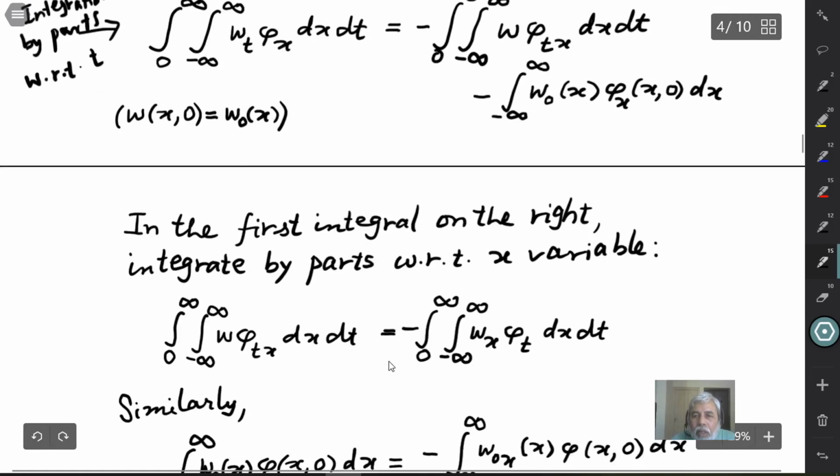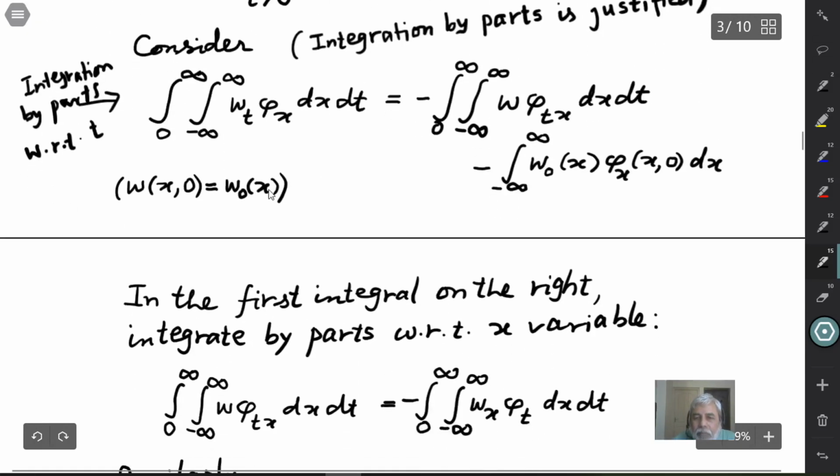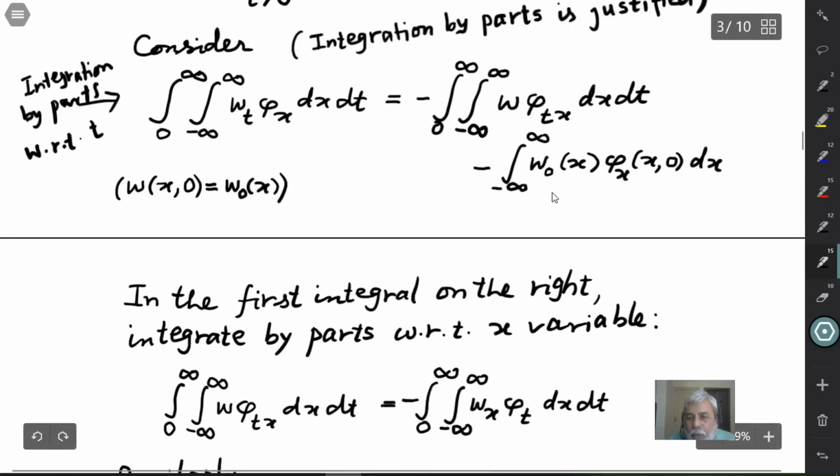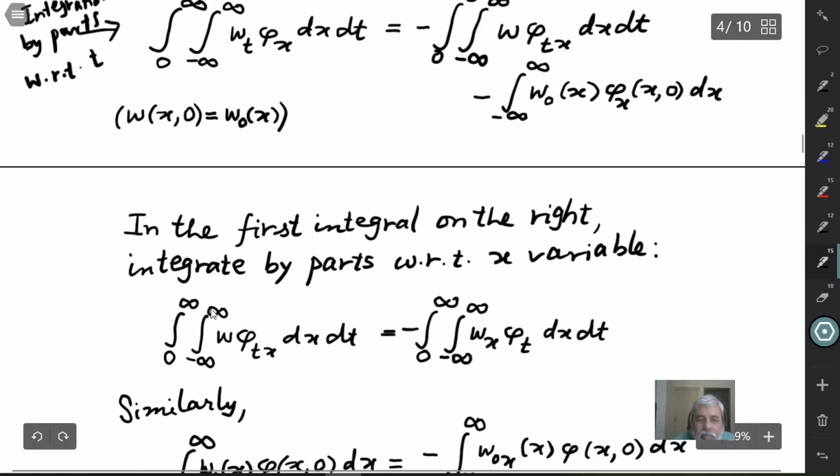And now you do integration by parts with respect to x. Essentially what we are doing is exchanging the t derivative to phi and the x derivative to w. Only thing is we have to exercise a little caution and justify the integration by parts. And a similar thing I do in the second integral. If you now do integration by parts with respect to the x variable, the x integral varies from minus infinity to infinity, and phi is a test function, it vanishes at both infinity and minus infinity. So there are no boundary terms here.